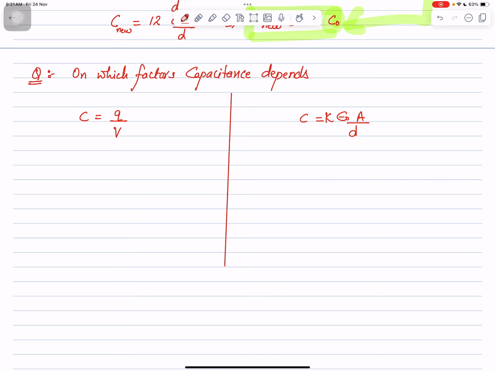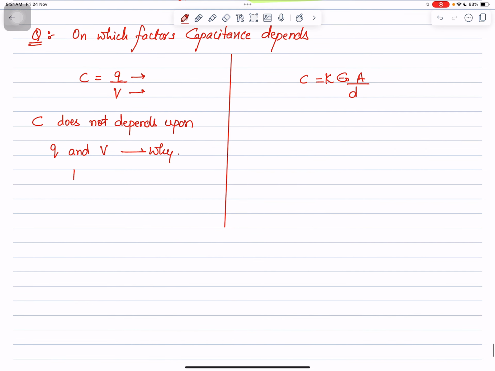Here what you need to understand: sometimes students say if we increase the charge or if we increase the potential difference, the capacitance changes. So remember, C does not depend upon Q and V. Okay, there is a question why. I will explain that. Whenever you plot a graph between Q and V, let's say this is your Q and this is your V, and this gives you a slope. This slope is equal to C. So every time you will get the same ratio.